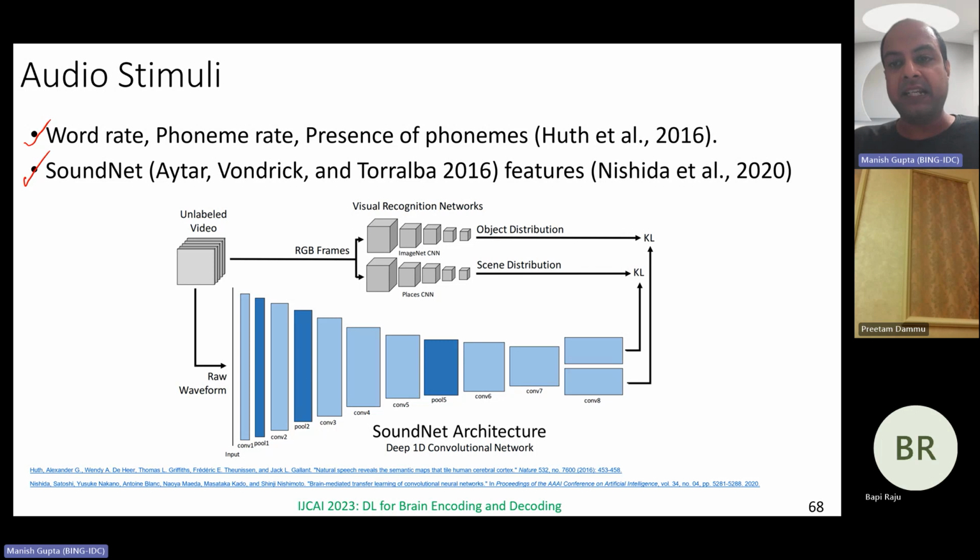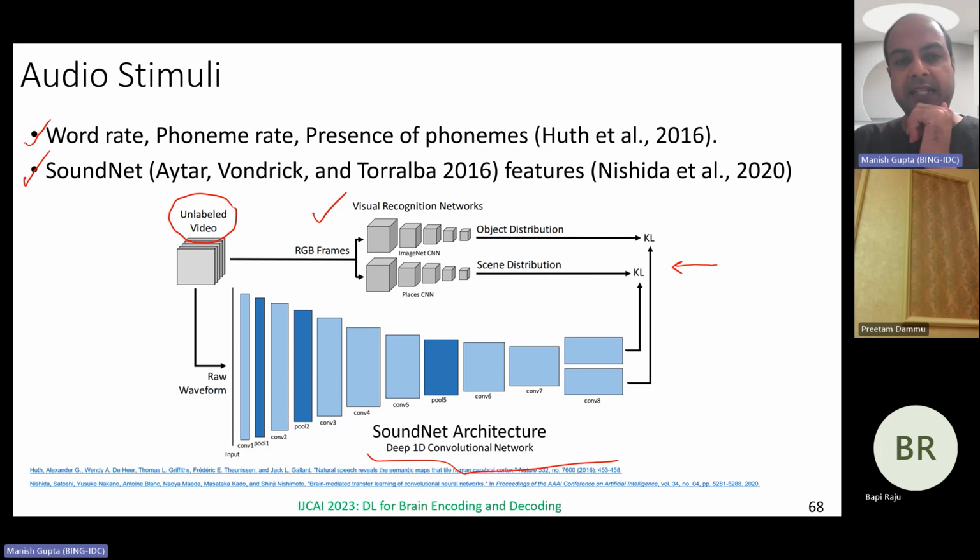But more recently, people have been using deep learning and deep neural networks for doing audio stimuli representations as well. For example, SoundNet is one of those popular audio stimulus representation architectures where you can take unlabeled video, or just audio, and pass the raw waveform through this CNN-ish architecture, which outputs an audio representation. But if you also have the visual frames, you can come up with a representation such that the audio representation and the visual representation are in sync with each other, right? So that's that.